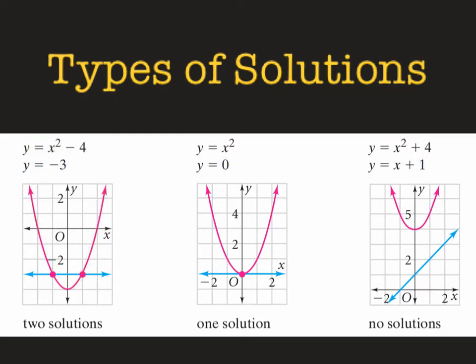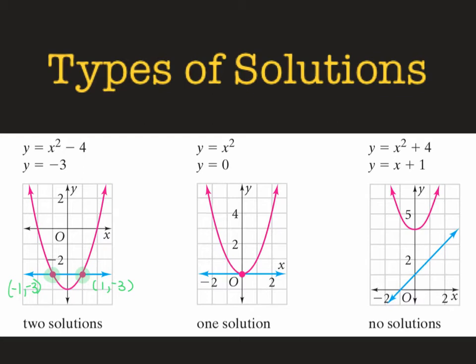Okay, so we have three different types of solutions. One is when you get two solutions. Now you can see down here that they intersect in two spaces. So you would label those points, you can write them out as an ordered pair, and that's what our solution would be. So for instance, our solution for this first one is going to be the point (1, -3), and also the point (-1, -3). So 2 times that these two functions intersect, so 2 solutions.